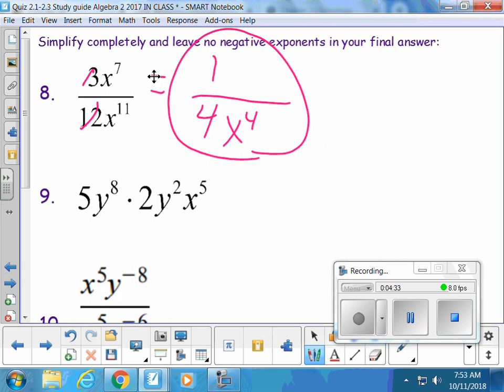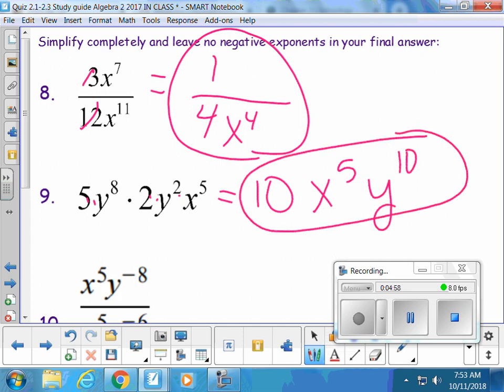Moving to number 9. I don't think this one's too hard. Just a real quick reminder, all these guys have little dots between them. It's not like they're attached to one another in any way. They're all just multiplied together. So you want to multiply the 5 and 2 because those are normal numbers. You want to take your y's and add them up. What's 2 plus 8? I normally put my x first and my y second because it's alphabetical order, but you don't have to. So 10, x to the 5th, y to the 10.